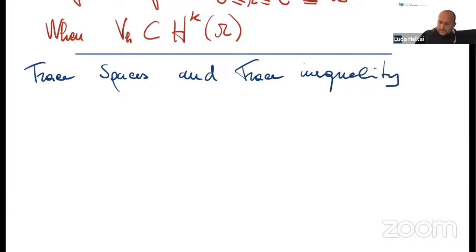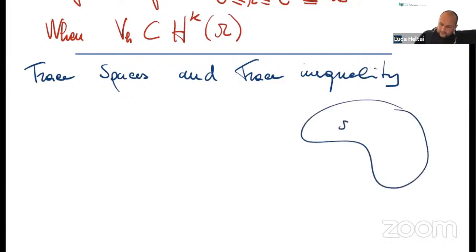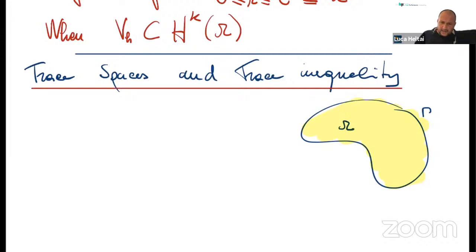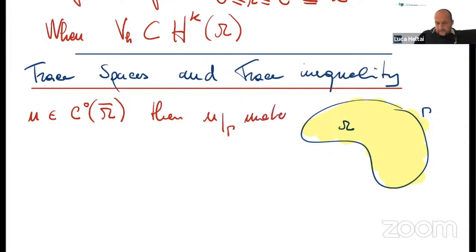Okay, so the context here is the following. We assume you have Omega, which is a Lipschitz domain, with Gamma, which is a Lipschitz curve. The context we are assuming here is that we would like to understand how to make sense of functions evaluated on the boundary of these domains. Evaluating a function on the boundary makes sense if u is in C0 of the closure of Omega, then u on Gamma makes sense pointwise.